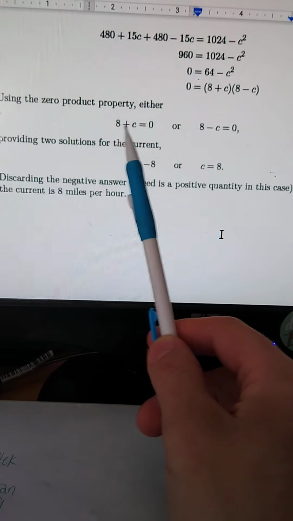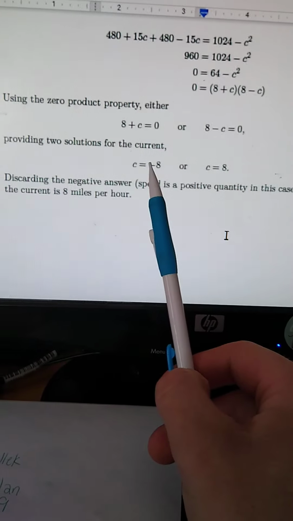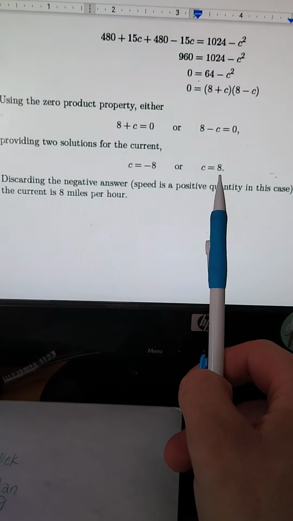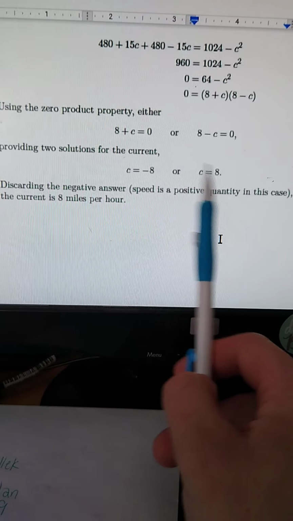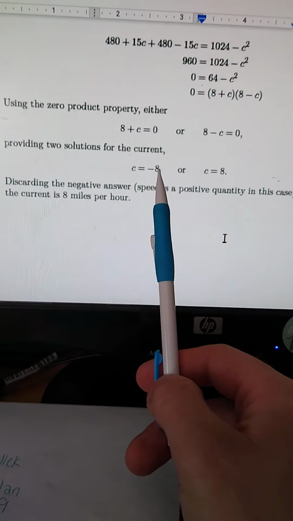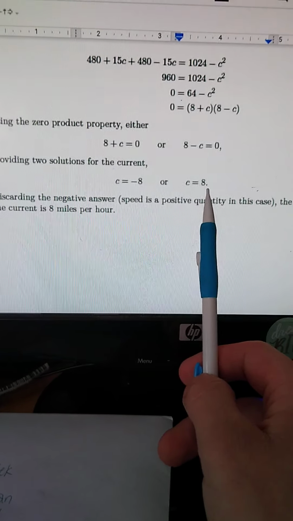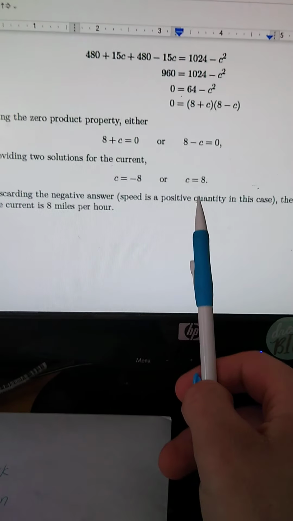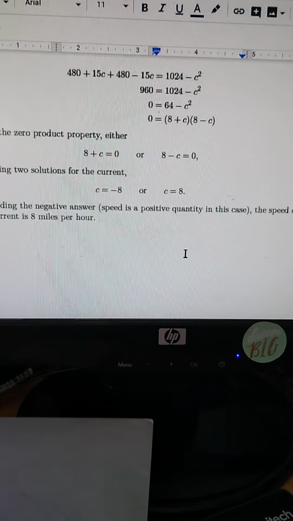When I solve these, 8 plus c and 8 minus c, I would get negative 8 and positive 8 using the zero product property. Negative 8 makes no sense for a speed for a river, so the answer must be 8 miles per hour. So the current of the river is moving at 8 miles per hour.